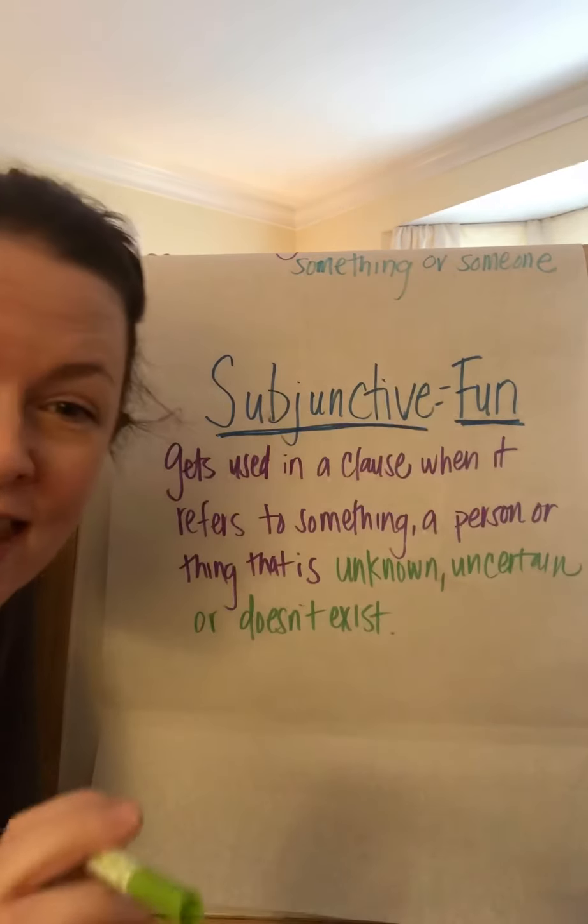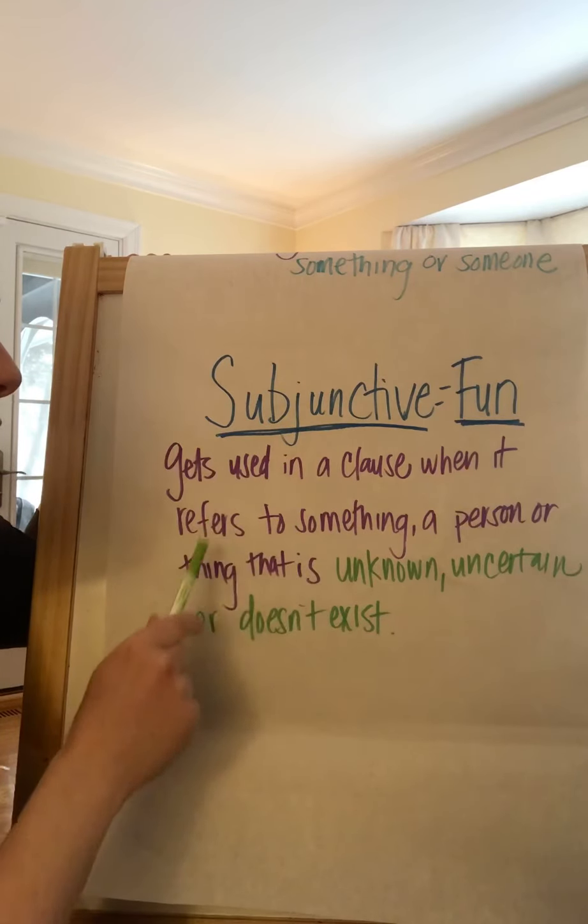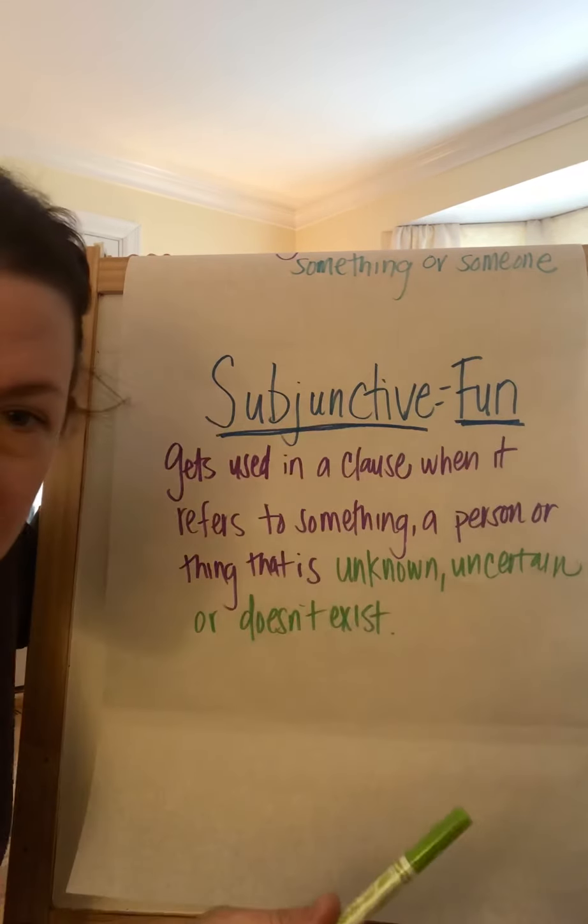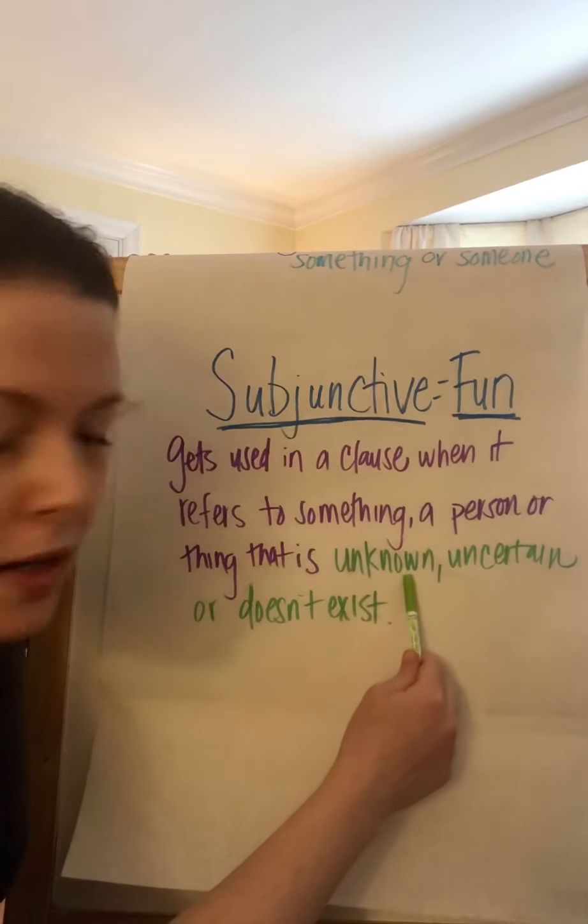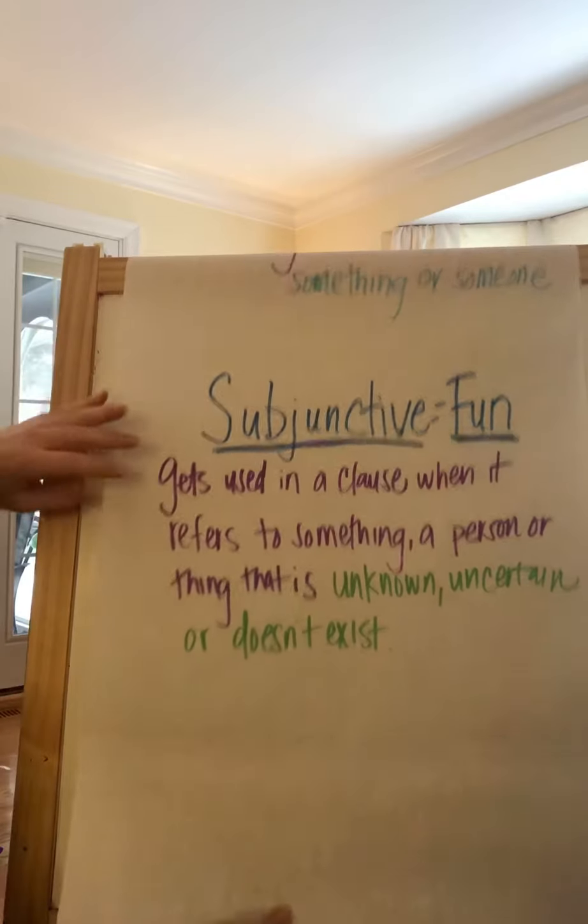You can use the subjunctive if you have a clause and the clause refers to something, meaning a person or a thing, that is unknown, uncertain, or doesn't exist. I got some examples for you.